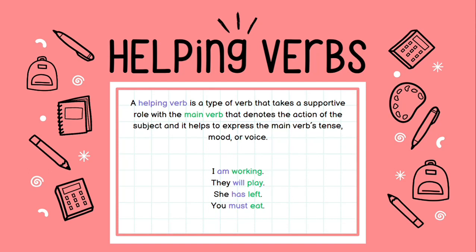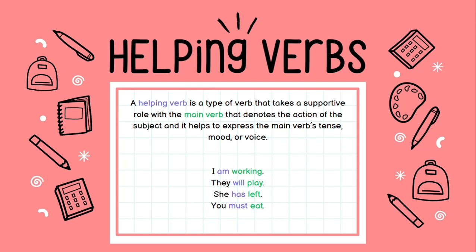The main verb denotes the action of the subject, and the helping verb helps to express the main verb's tense, mood, or voice. We have 4 examples: I am working, they will play, she has left, and you must eat. As you can see, the first verb in the sentence is the helping verb, and the second verb is the main verb. Why? Because this is the action that is going to be done.